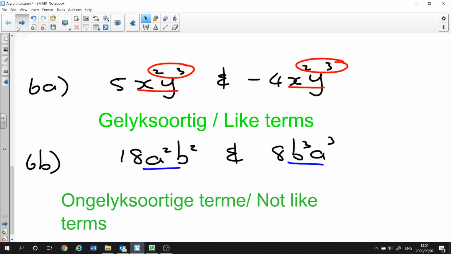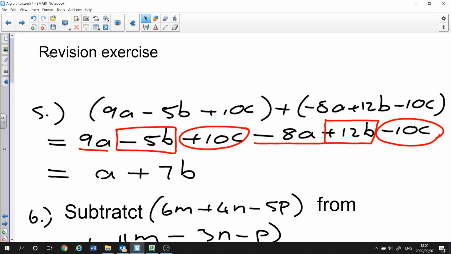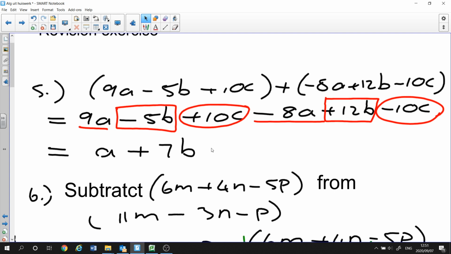Right, if you go to chapter 8, the revision exercise, the question is simplify the following. So what comes into the equation here is like terms. You must make sure that you add and subtract like terms. So in this case, I have a 9a and a negative 8a. That is 1a. Then I have a negative 5b plus 12b that gives me positive 7b. And then plus 10 minus 10 gives me 0. So my answer is a plus 7b, and that is where I stop.